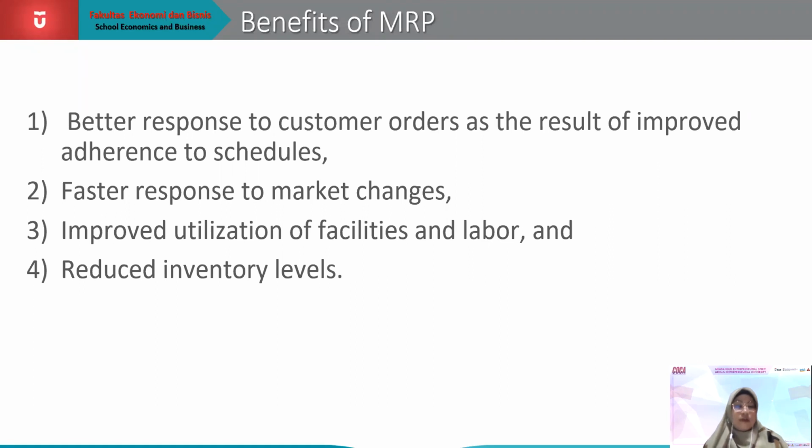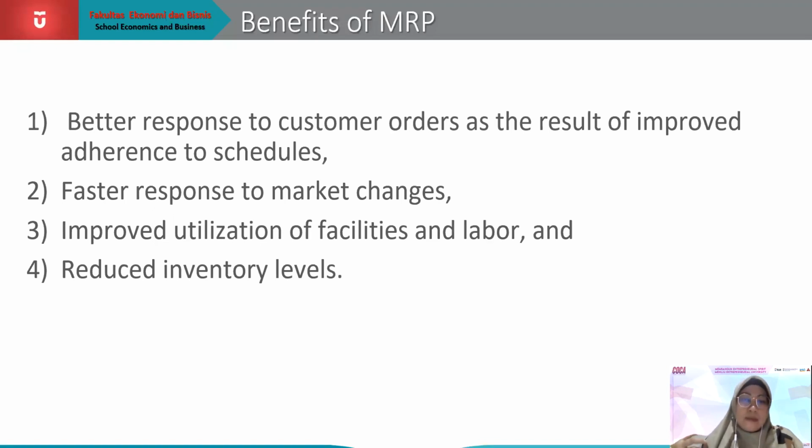So what is the benefit of MRP? You can read it in your slide. So actually, among all of these items, I think the most benefit of MRP is you can have a list of components that you need. You can manage your material well.